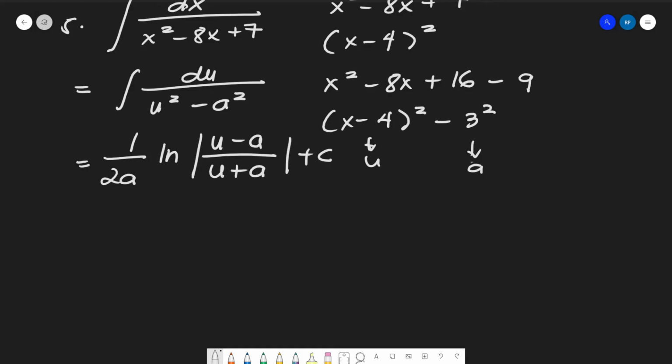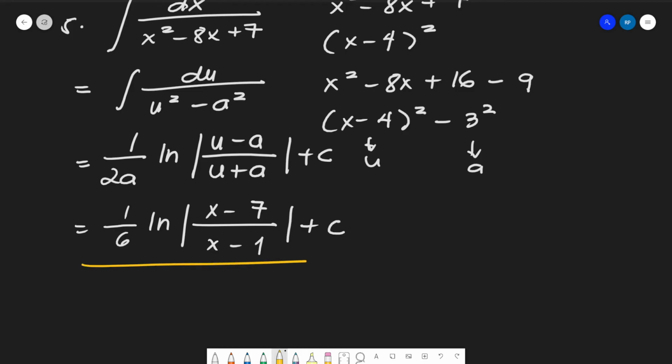Again, our u is x minus 4, our a is 3. So, we have 1 over 6 times the natural logarithm of x minus 4 minus 3, that is negative 7, over u plus a, which is x minus 4 plus 3, so that is x minus 1, plus c. So, this is our answer.